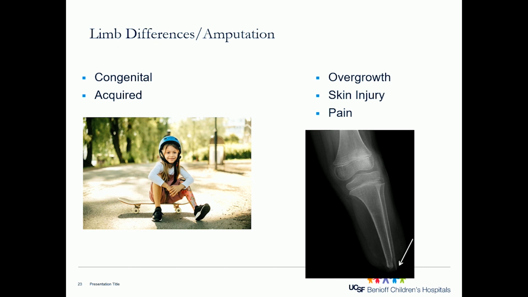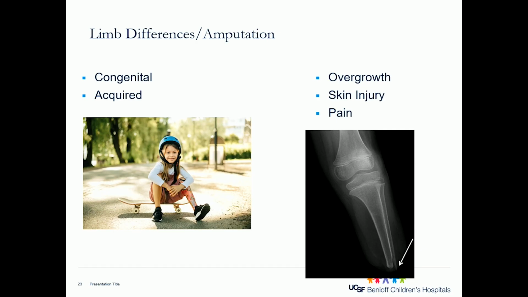The X-ray there highlights the terminal overgrowth of the distal fibula, impinging and at risk for poking through the skin. Then there are other skin traumas that have to do with contact of the terminal limb with the prosthetic device, and phantom limb pain, which can occur, and neuromas, which can develop at the end of the limb.